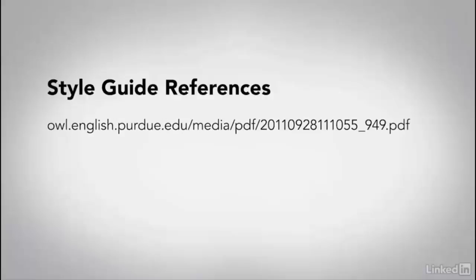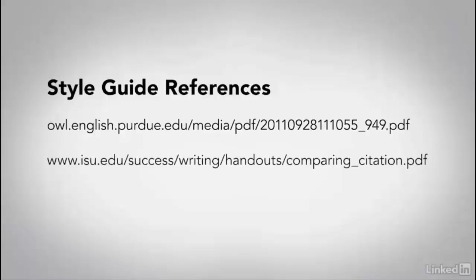This OWL resource is an 11-page comparison of the 3 styles for citing a variety of sources. The ISU site also gives examples and additionally includes a simple comparison table for the 3 styles with yes or no answers for questions such as, is the access date required for online sources? The answer is yes for MLA and CMS, no for APA. Are periods required in state abbreviations? The answer is no for all 3 styles.